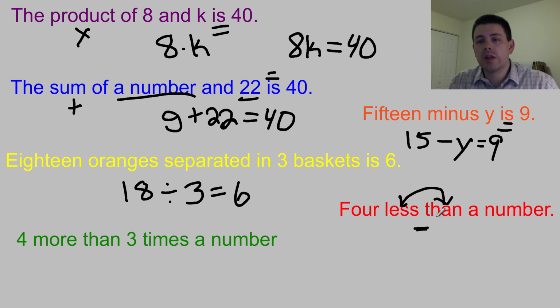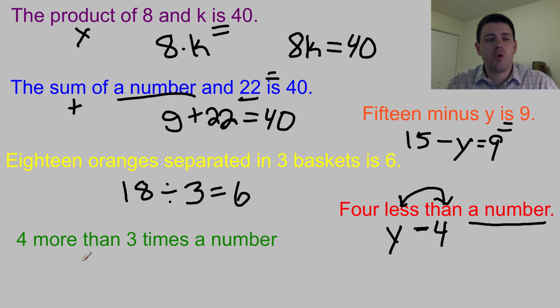Here we want 4 less than a number. So we want some number, let's call it y, and I want to take 4 away from it. I want 4 smaller than that number. So in this case, the 4 is going to go at the end, y minus 4. Less than is the rare occasion where you're going to flip-flop the order of those pieces. So always keep an eye out for it.